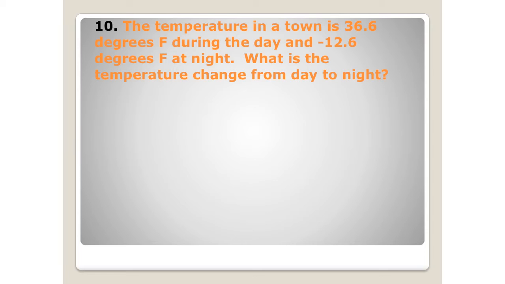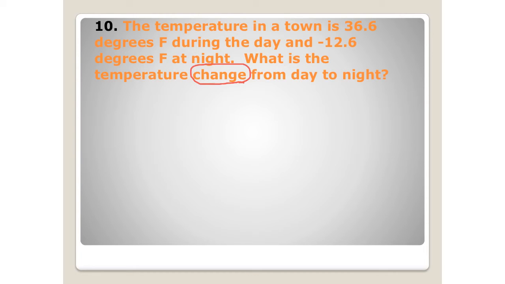Let's go to question 10. The temperature in a town is 36.6 degrees Fahrenheit during the day and negative 12.6 degrees Fahrenheit at night. What is the temperature change from day to night? First part of this question we need to look at is that it is a change. Finding change involves subtraction. Now let's look at our temperatures. We started at 36.6 and we went to negative 12.6.